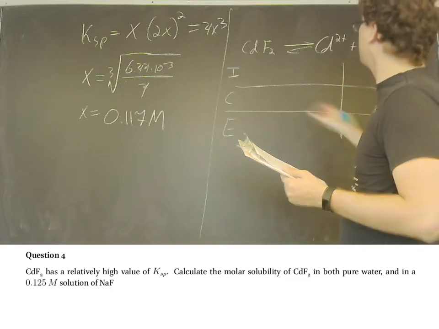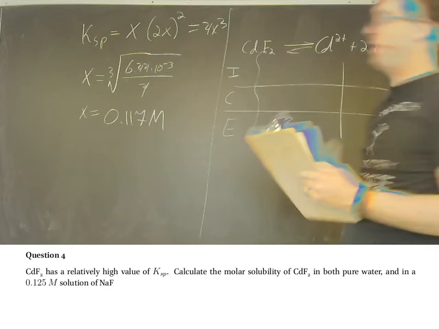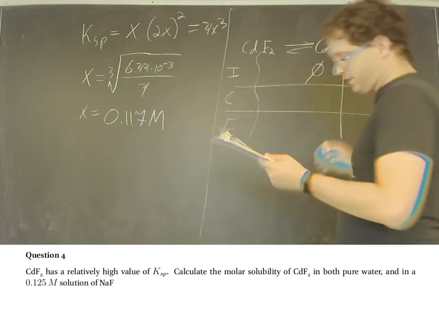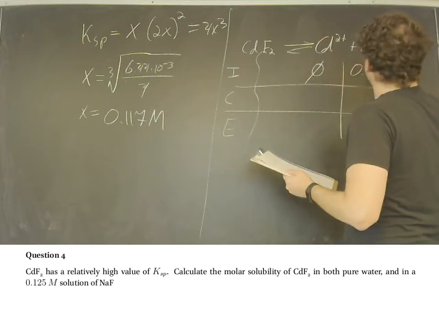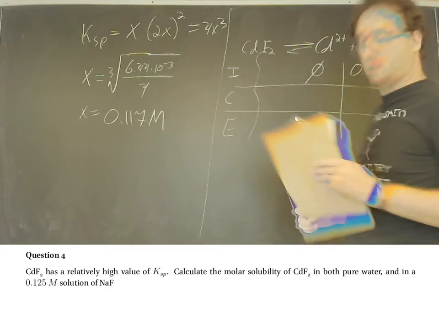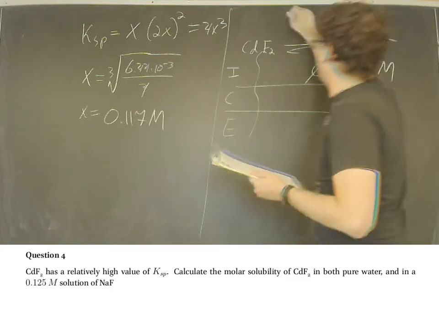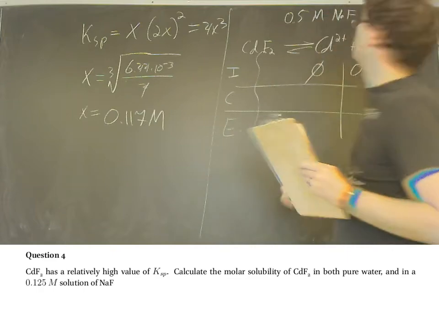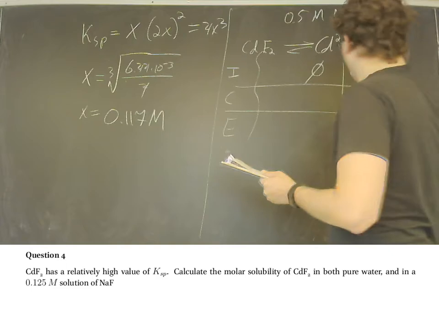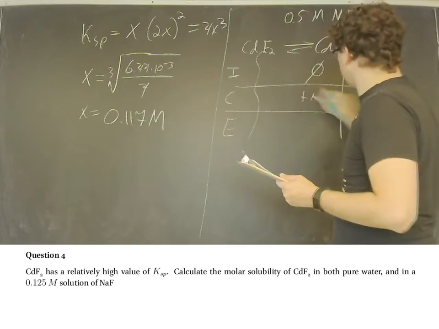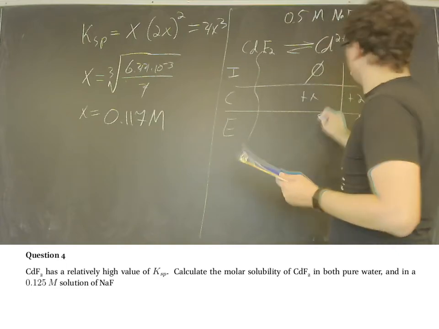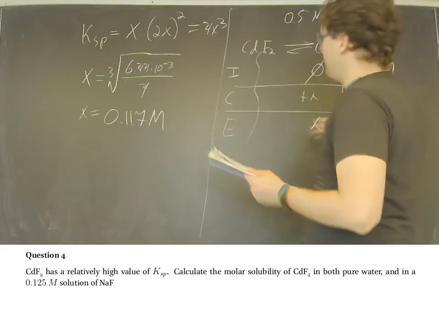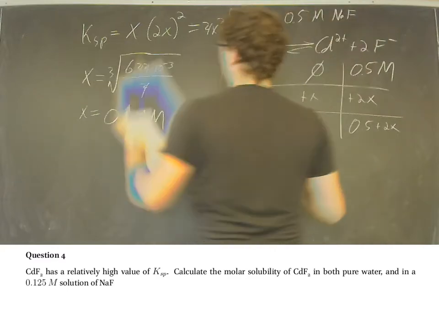In this case, we don't care about the cadmium fluoride solid. We'll start with a 0 amount of cadmium, but we have 0.5 moles of fluoride in solution already, because it's a 0.5 molar sodium fluoride solution that we're trying to dissolve this into. Well, the change is still going to be plus x and plus 2x, and so we get x and 0.5 plus 2x.